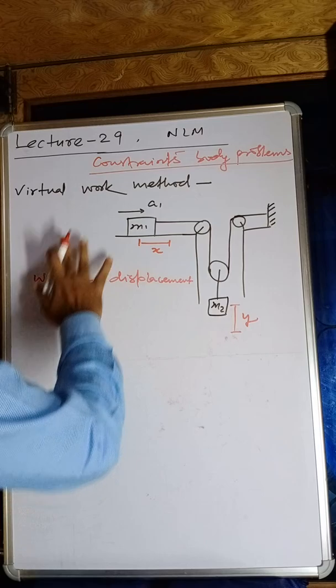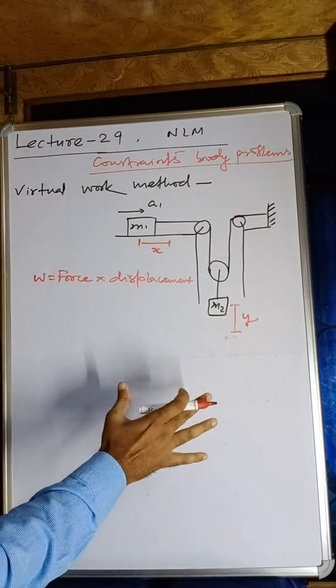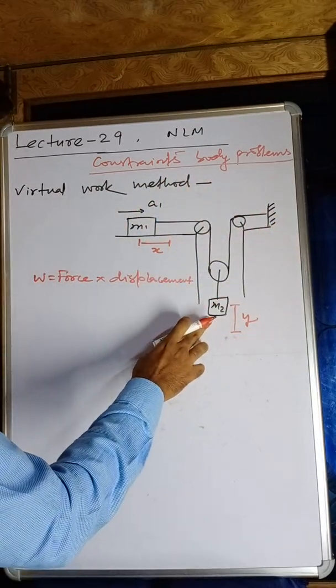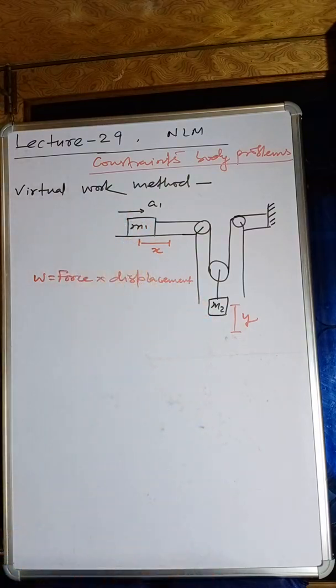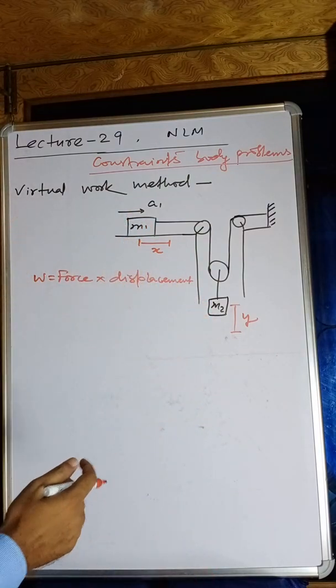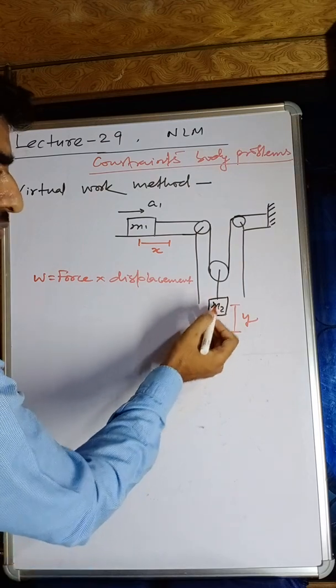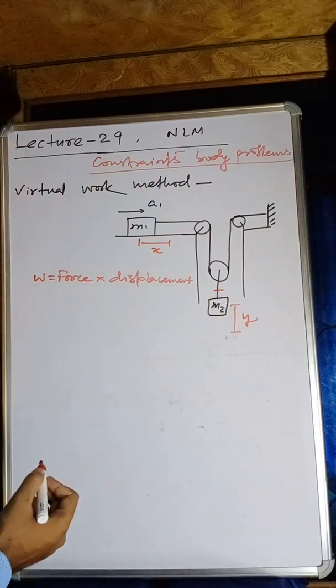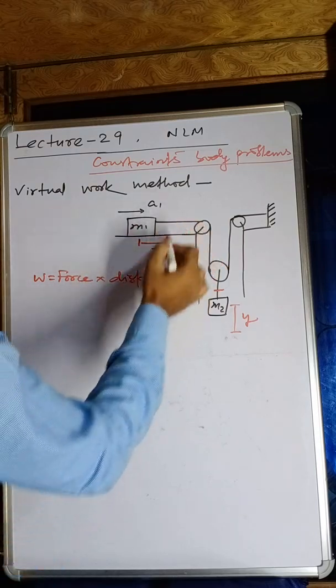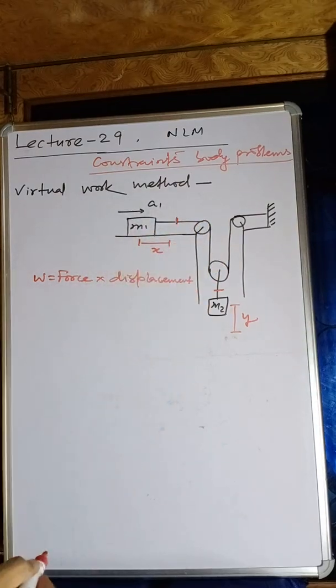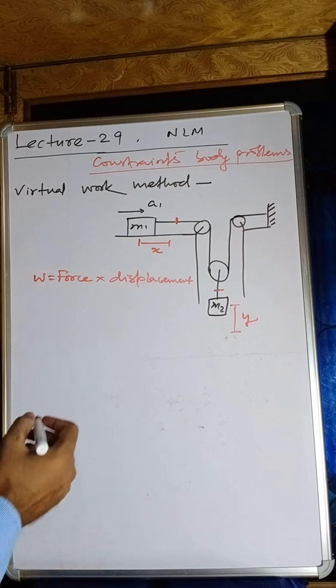Work done, because this system is internally isolated. If work done by this M2 is W, then this will also be W. And work is force into displacement. Okay. To displace this M2, how much force is acting will be decided by this string. And to displace this body, how much force is acting will be decided by this string. So try to find out the forces.